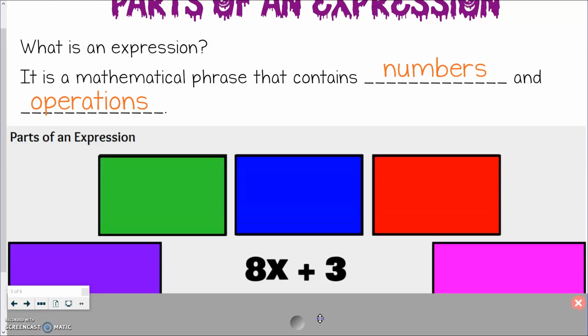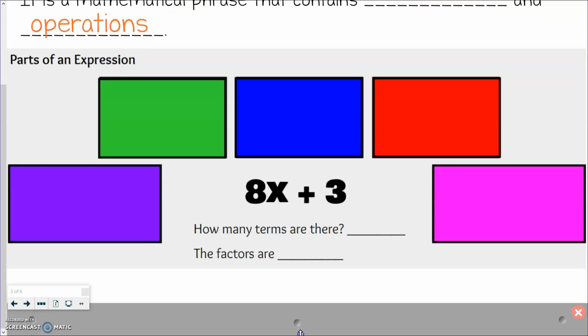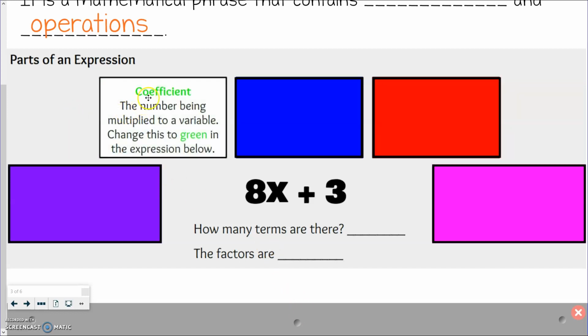So let's take a look. I'm going to show you a bunch of different things on this one, and I'll show you what I need you to do as you're going, okay? So for this first word, we've got something called a coefficient, okay? So I'm going to explain what that is, and then we'll show it what to do on our numbers here. So we've got an expression down here, and a coefficient is the number being multiplied to a variable. We'll talk about what variable is here in just a second. So it's the number that's being multiplied.